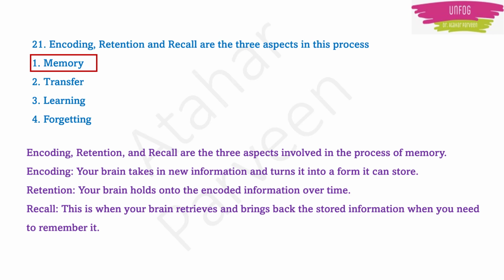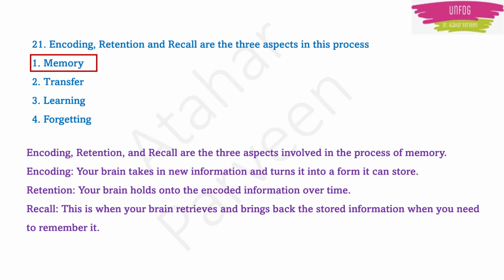Now to understand what these three terms are, let us start from encoding. Encoding means that in this process our brain takes in new information and then turns that new information into a different type of form where it can store the information. That is encoding. That is what computers also do, right? We say decoding, encoding. In computers also we use this word very commonly.